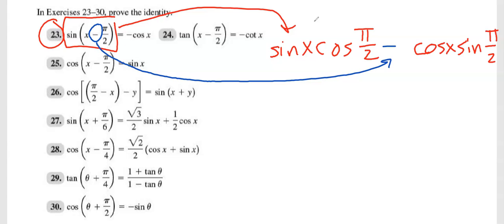Think about what cosine times 2 is. Sine of 90 is at the top of the circle, right? So find values at the top of the circle that you can use.